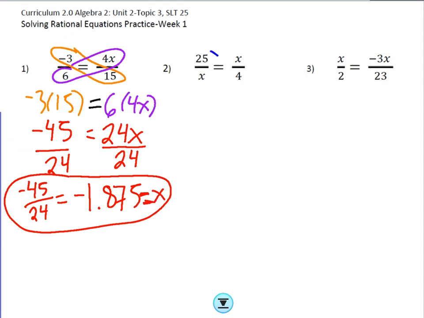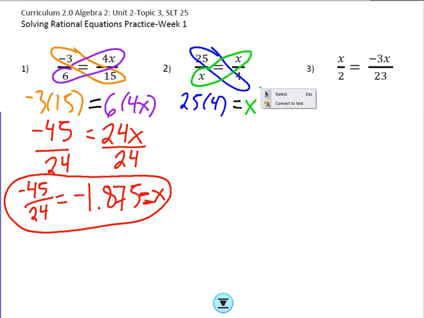All right, number 2, 25 times 4 equals x times x. This is similar to, I believe, number 9 from our notes. Because we have an x times an x here. So we get 25 times 4 is 100. X times x is x squared.